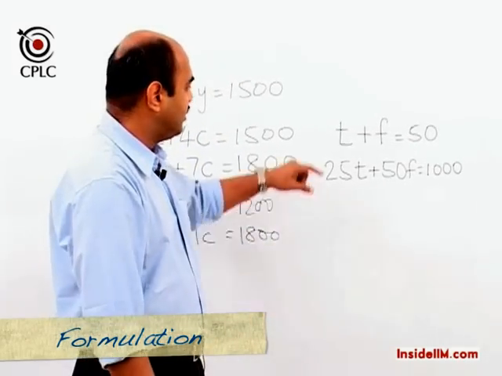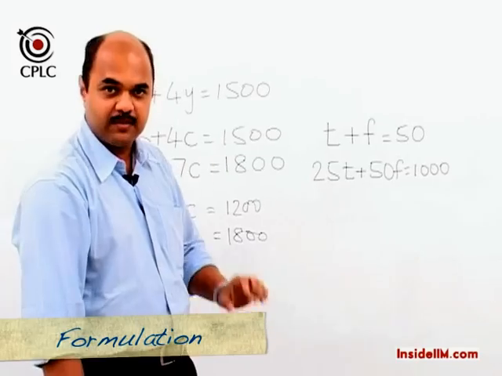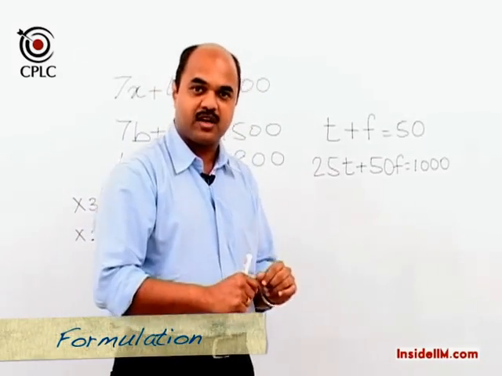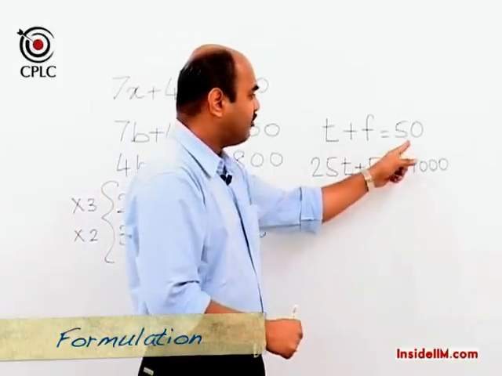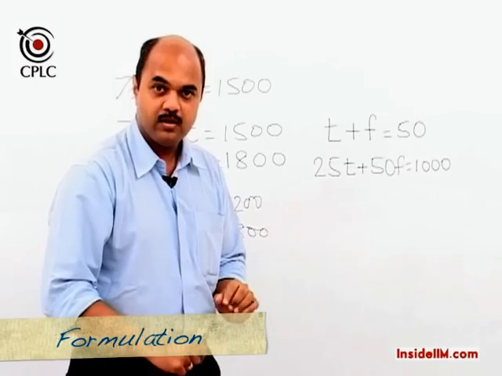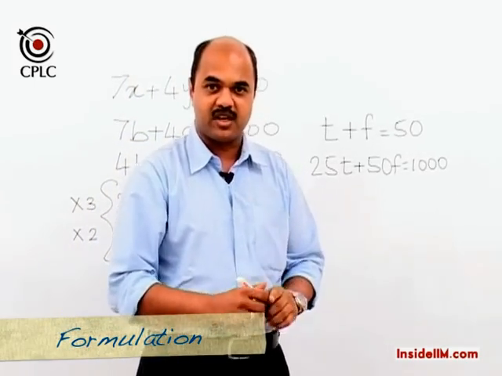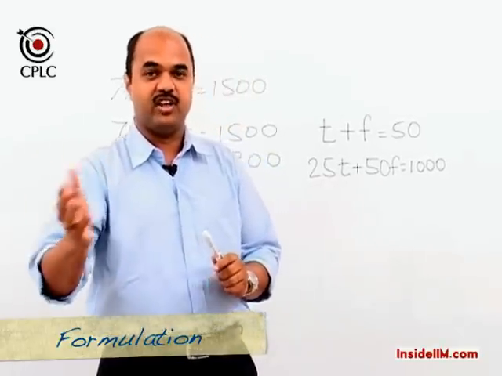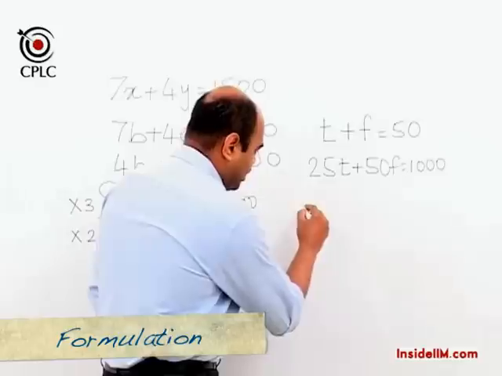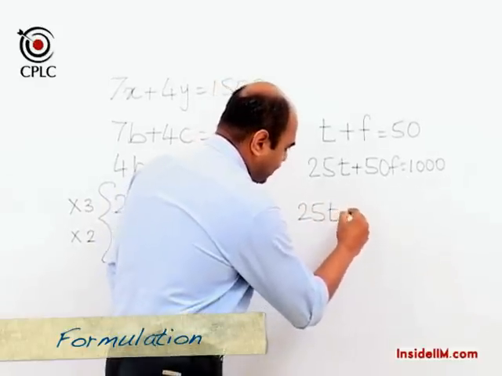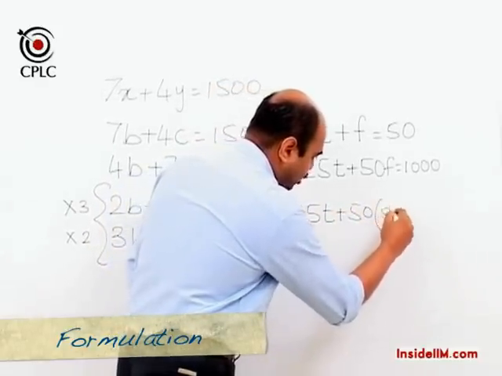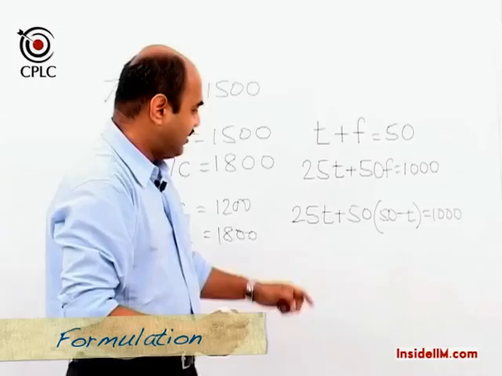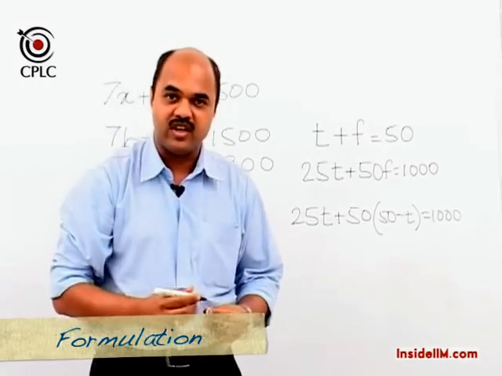Let's assume for the time being the number of 25 paise coins is asked. That means my variable would be T. Automatically the number of 50 paise coins will be 50 minus T, because if there are T coins which are 25 paise coins and the total number of coins is 50, the number of 50 paise coins is 50 minus T. So now my equation will be 25T plus 50 into (50 minus T) is equal to 1000, and this is an equation in only one variable.